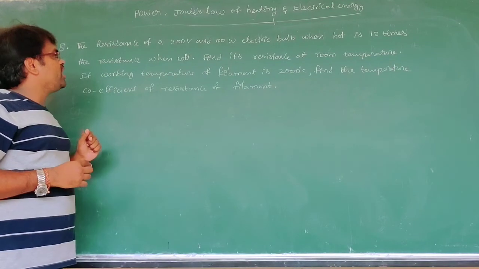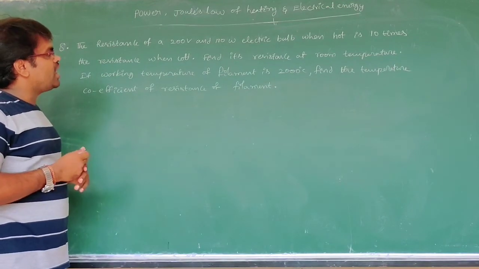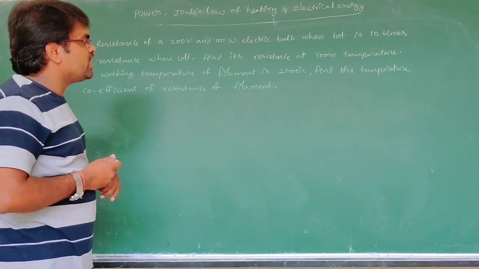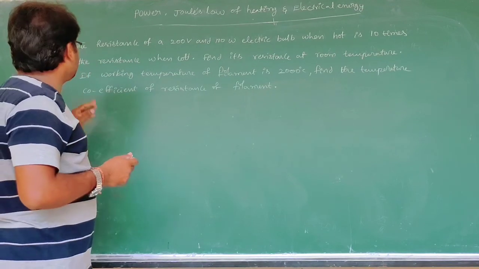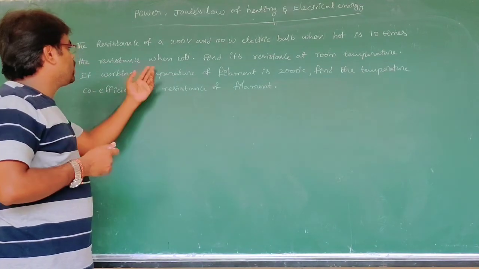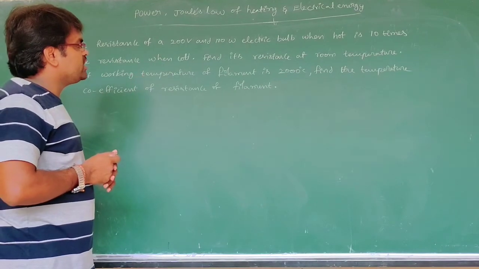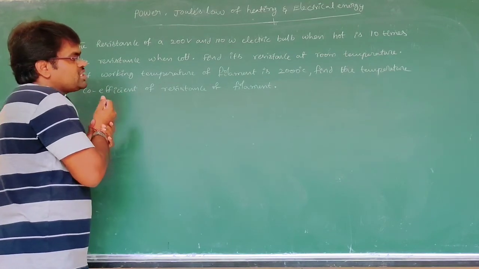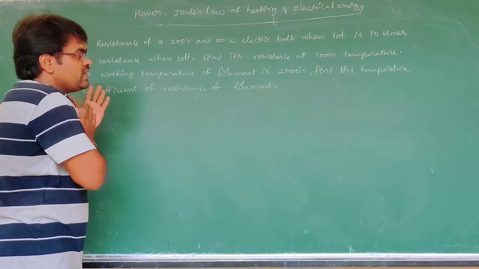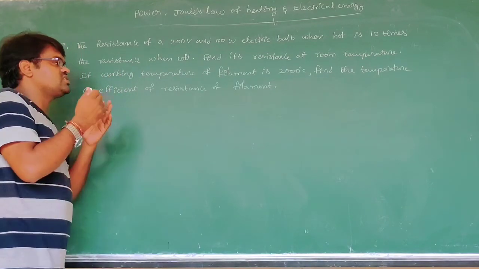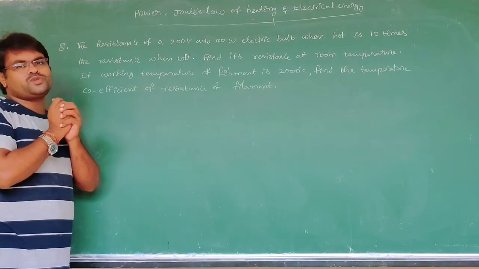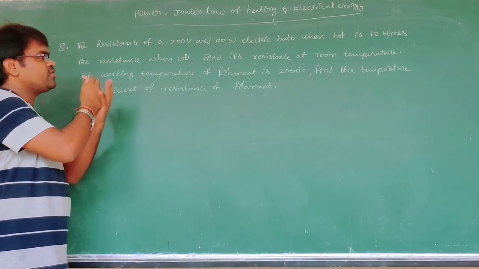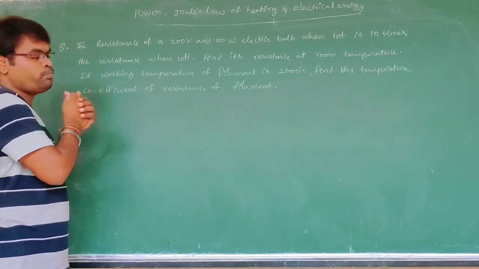The resistance of a 200 volts and 100 watts electrical bulb when hot is 10 times the resistance when cold. Find its resistance at room temperature. If the working temperature of the filament is 2000 degrees Celsius, find the temperature coefficient of resistance of the filament. Here two problems will be there: one, temperature dependence of resistance problem, and the other, finding the power, because the wattage of the bulb is given.